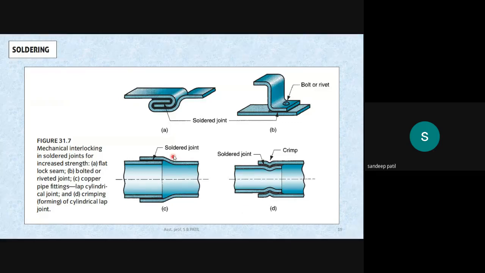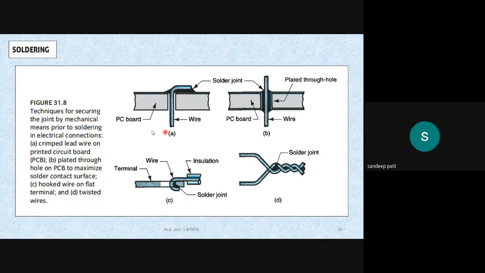For example, say figure number A, that is a flat lock seam. Figure number B, that is a bolted or riveted joint. Okay, soldering can be done on copper pipe fittings, lap cylindrical joint, and crimping or cylindrical lap joint. So these are the different joints that can be done by soldering.